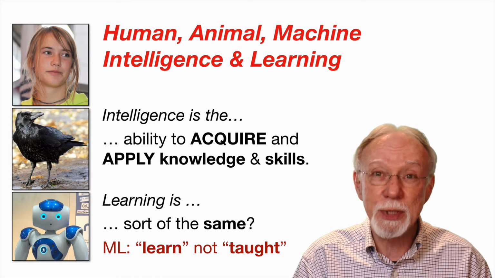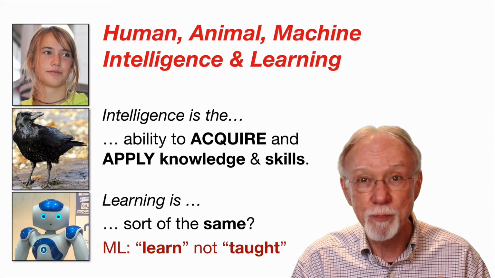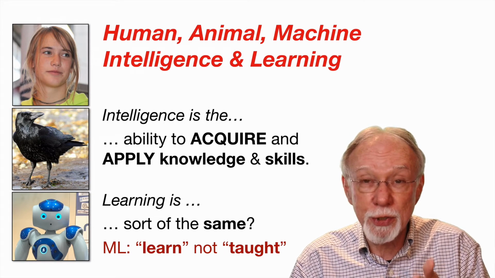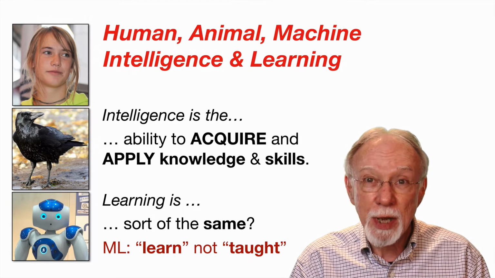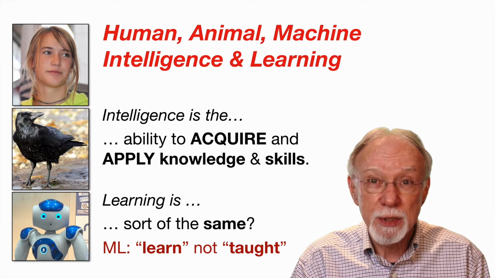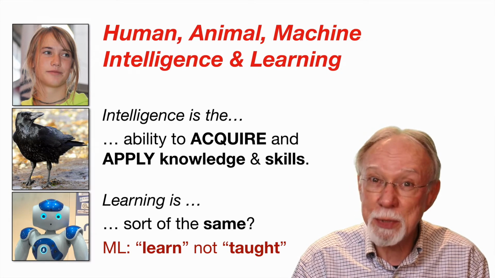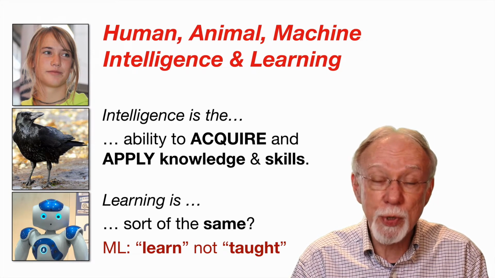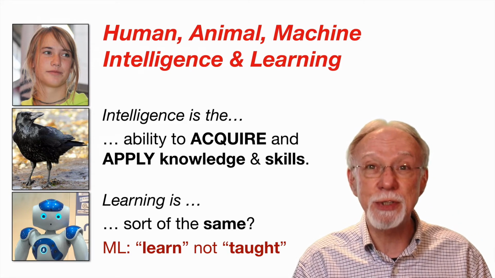Intelligence is the ability to acquire and apply knowledge and skills. And that's something that the girl and the crow and the robot can do. How about the definition of learning? Well, acquiring, applying knowledge, skills, that's pretty much the same, isn't it? So maybe we can say learning is the acquisition and application of knowledge and skills.